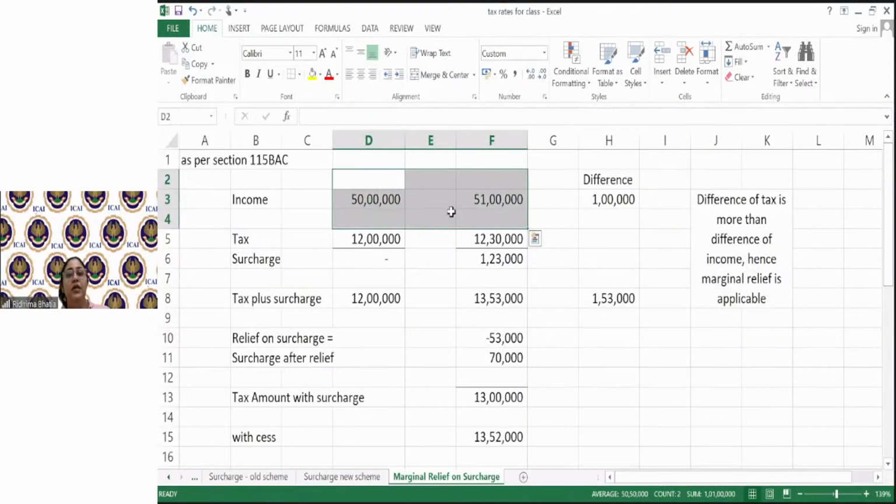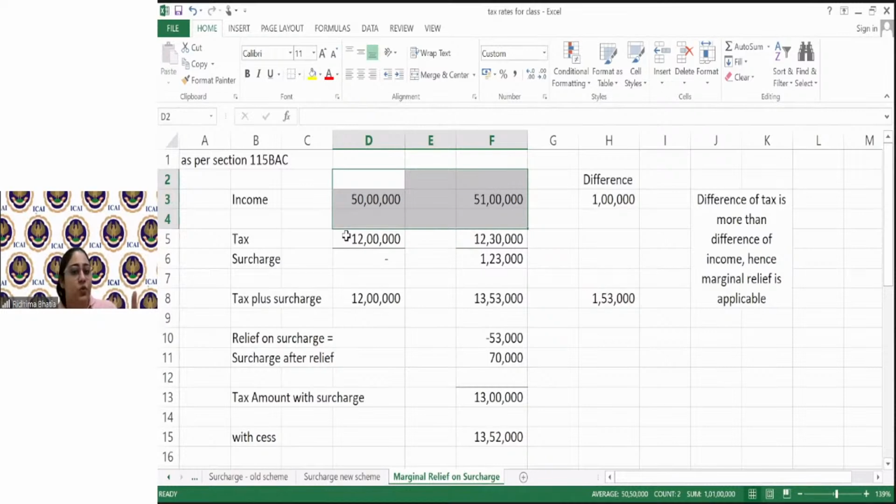With just a marginal increase in income, the tax from this income to this income goes more than 100% of the difference of the income. So to protect that absurdity, or to remove that absurdity, the concept of marginal relief is introduced. How would you know whether you have to apply marginal relief or not? You have to see when the income is just crossing some of our triggering points of surcharge. This is 50 lakhs, 1 crore, 2 crores, 5 crores. These are the points when we come to surcharge.